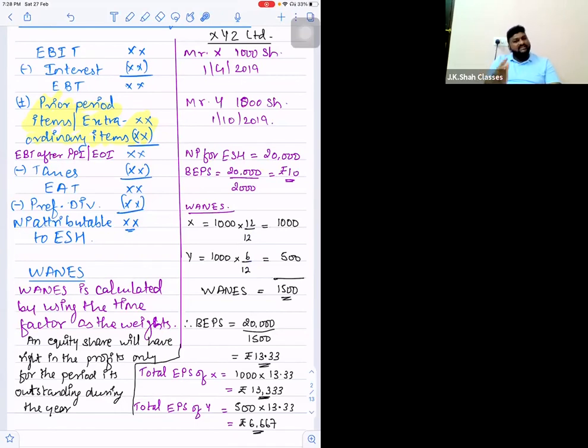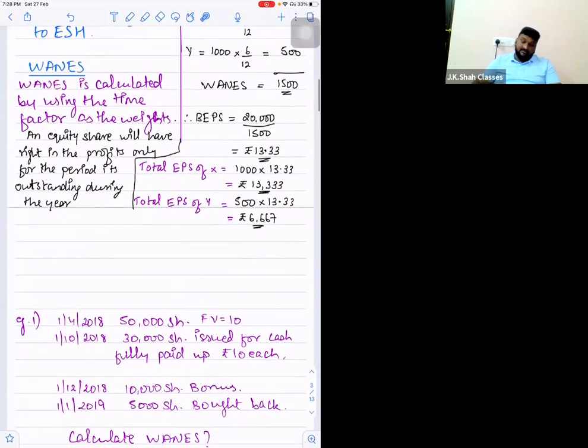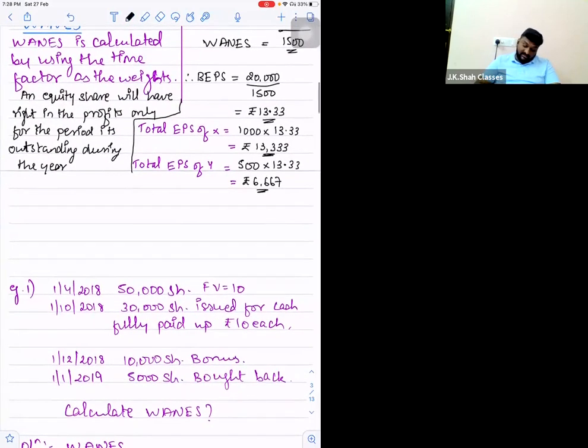But from the second year onwards, can I say it will be outstanding for the full 12 months only? Yes, sir. So technically, the calculation of Vains changes only in the year in which the new shares have been issued. You can understand with this example. It is consuming my time, but you have to understand the concept.